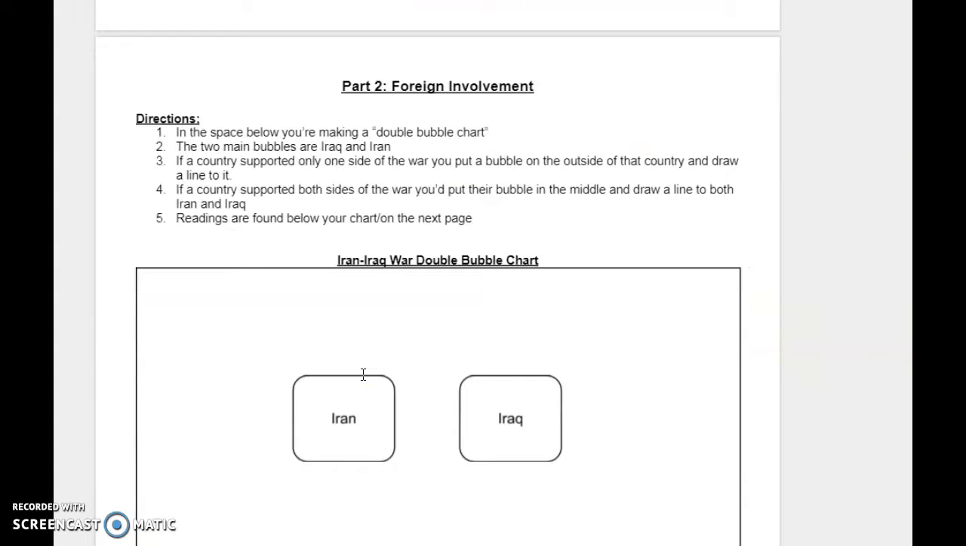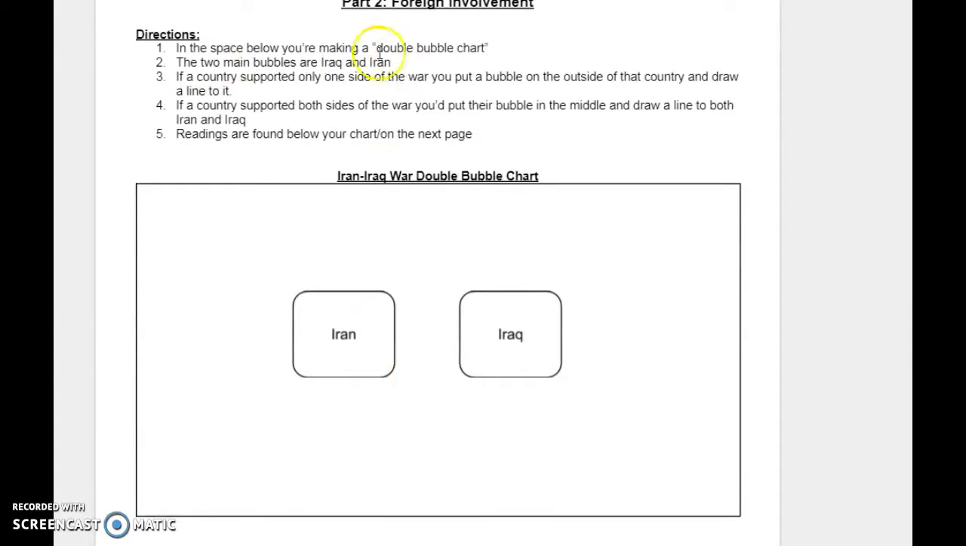And then in the second section, the foreign involvement, you're making a double bubble chart. So the 2 main bubbles are Iraq and Iran. So you see here, if a country is supported only by one side of the war, you put a bubble on the outside of the country and draw a line to it. If a country supported both sides of the war, you'd put their bubbles in the middle and draw a line to both Iran and Iraq. The readings are found below on your chart, on the next page.